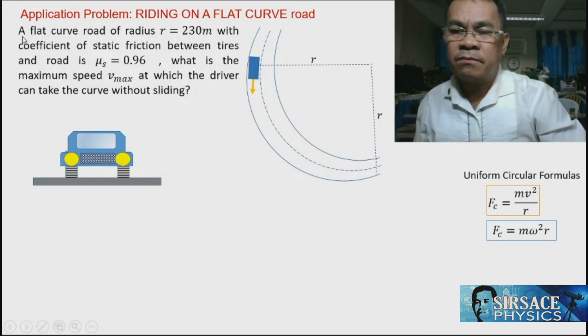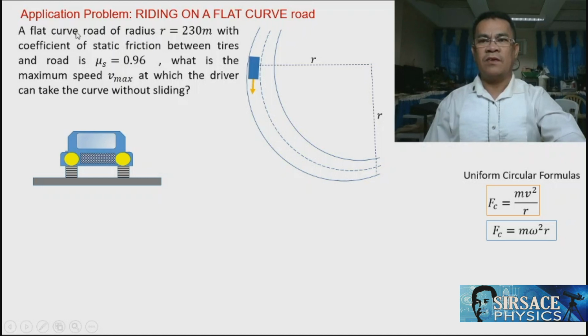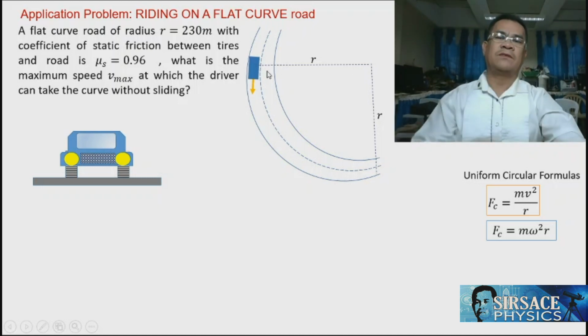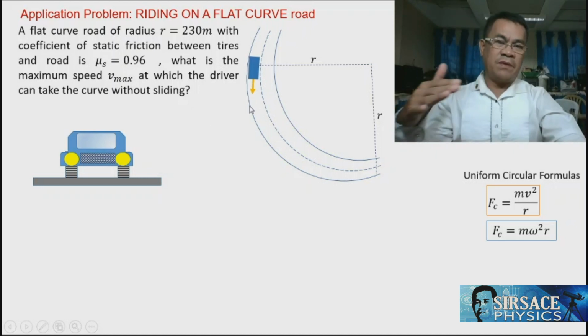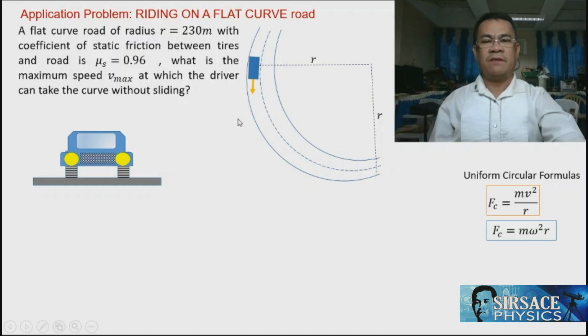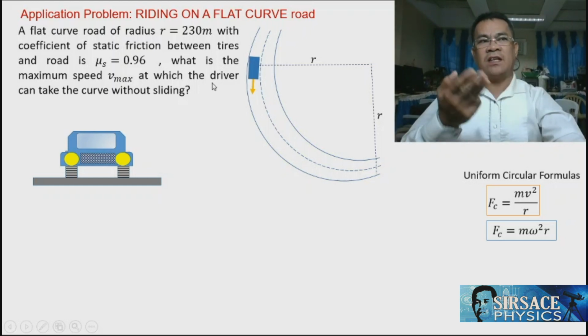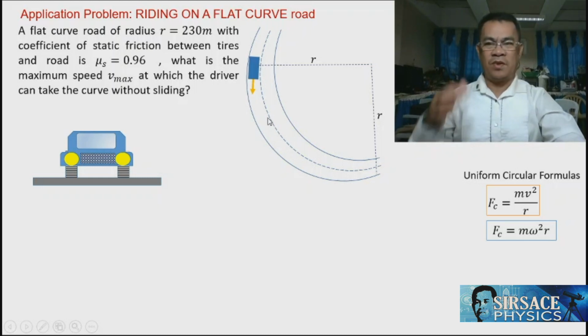So this problem says that we have a flat curved road. The radius is 230 meters. By the way, this is an aerial view. There is a coefficient of static friction, the friction between the car tire and the road. The coefficient mu is 0.96. We use static friction because it acts perpendicular to the direction of the road, so it must be at rest at that point. It is not at rest along the road, but it won't slide because of that friction.